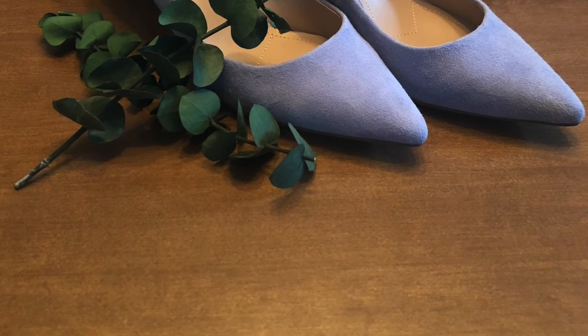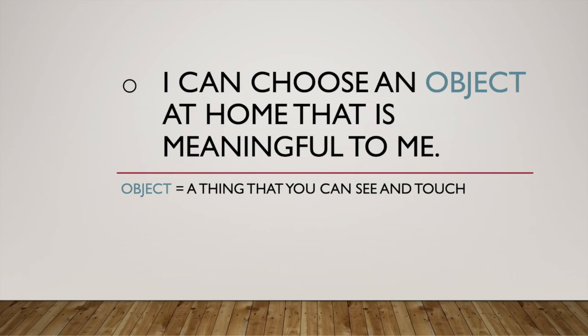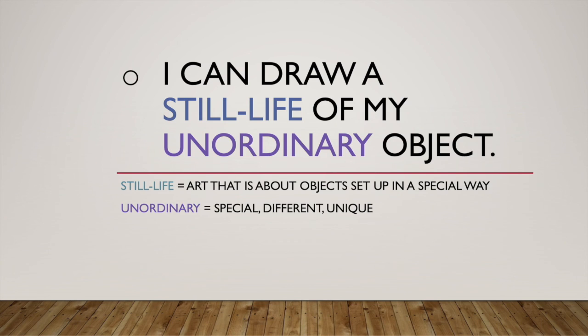Now that we are done drawing, take a step back from your drawing. How does it look? Does it look like your still life? Let's review our learning targets. I can choose an object at home that is meaningful to me, and I can draw a still life of my unordinary object. Make sure that your drawing matches our learning targets, and think about how you would like to add color and shading to it next time.